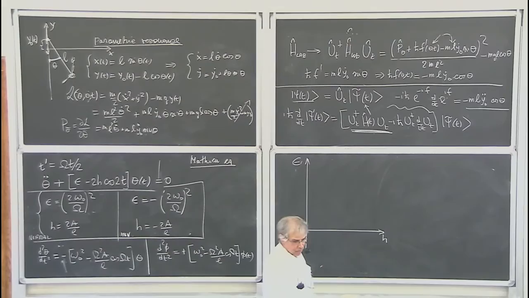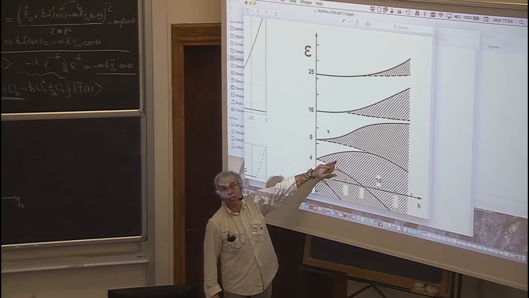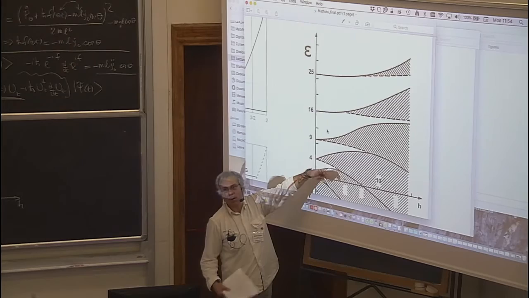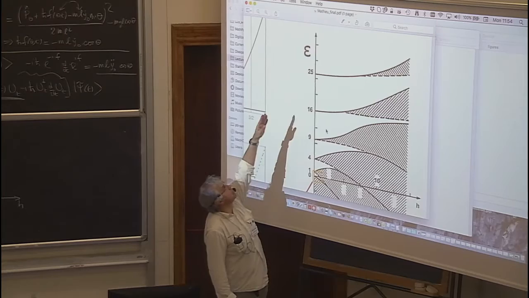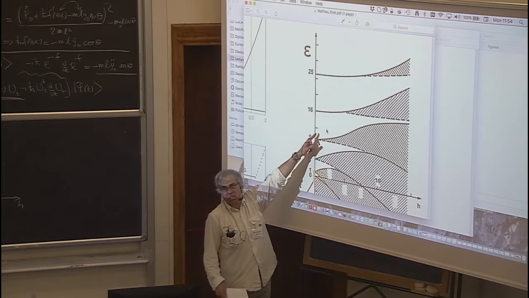White regions are regions where the Mathieu equation is stable. Dashed regions are regions where the Mathieu equation is unstable. So theta blows up, and therefore your pendulum is not stable. Here epsilon, you see, is positive, so I'm really looking at the normal pendulum. Wherever you see white regions, it means that the pendulum can just oscillate and there is no resonance.